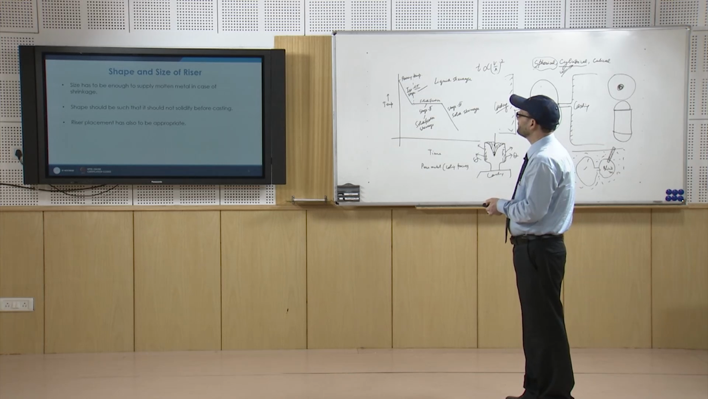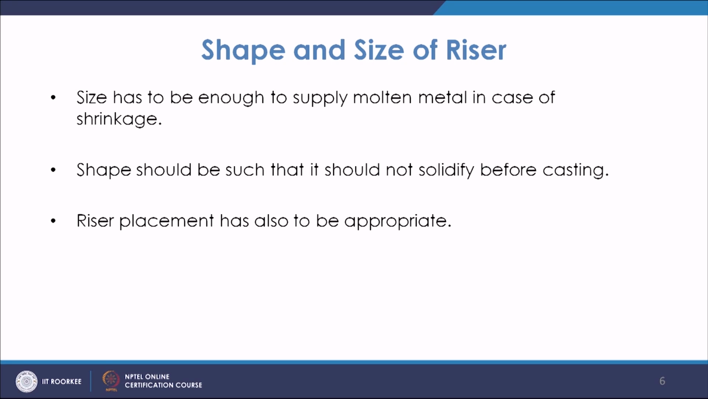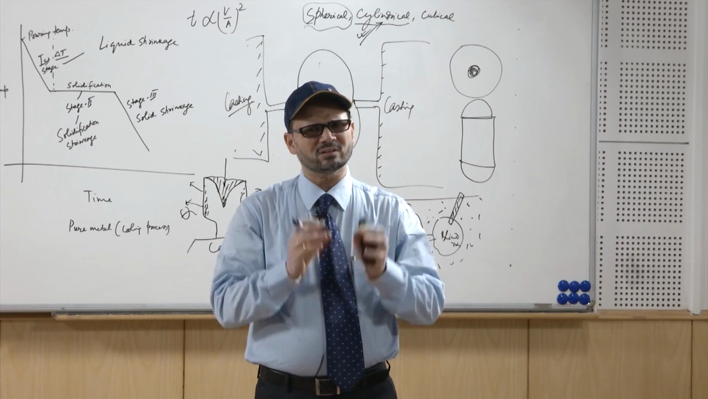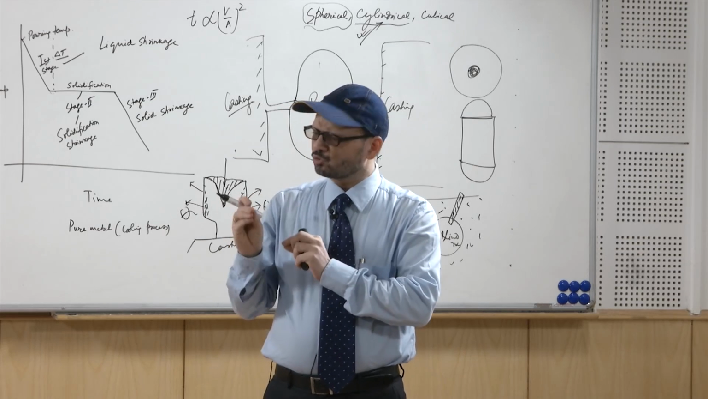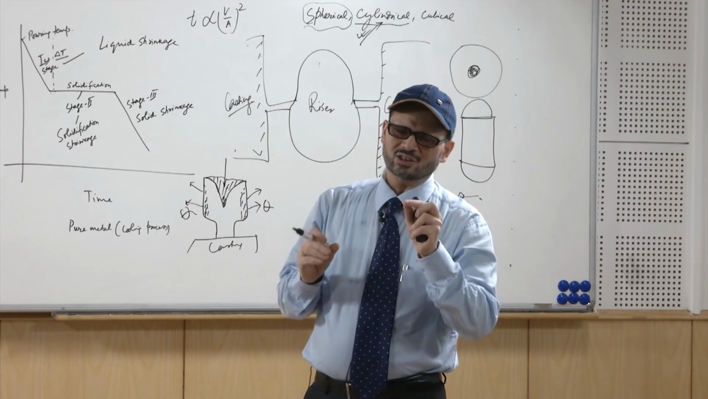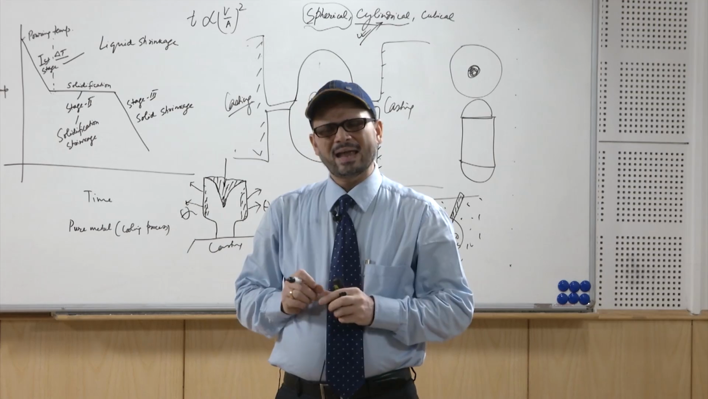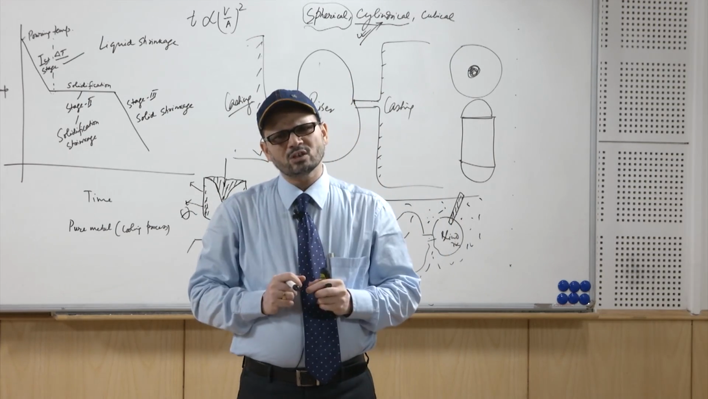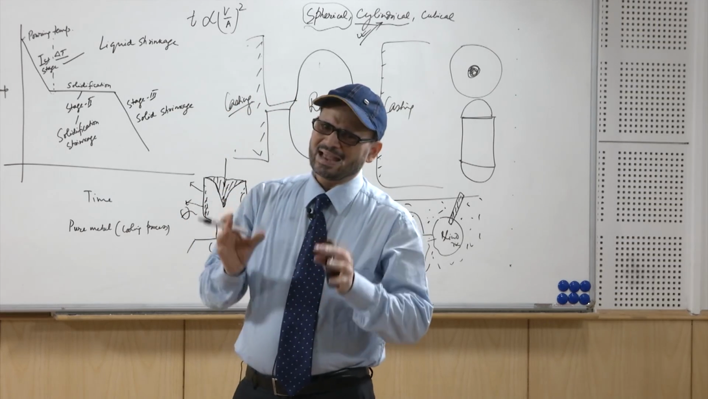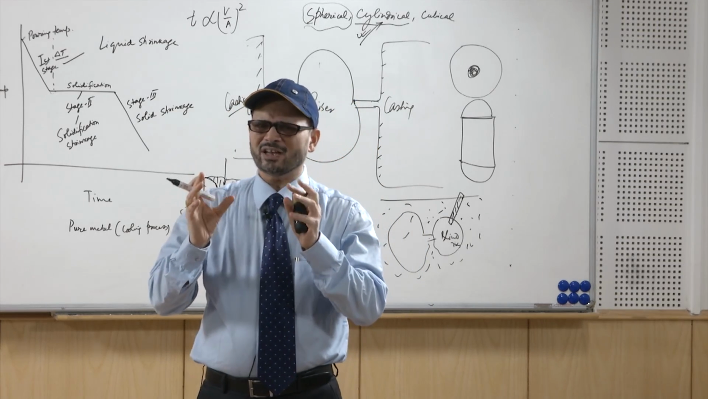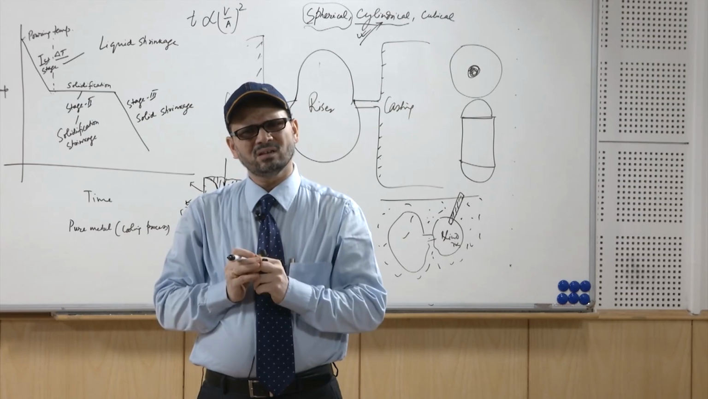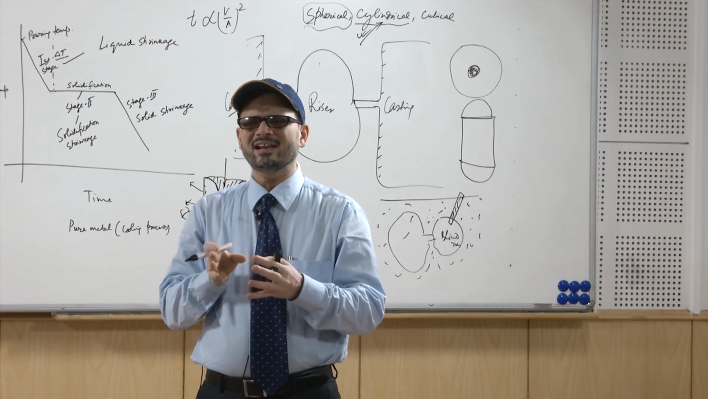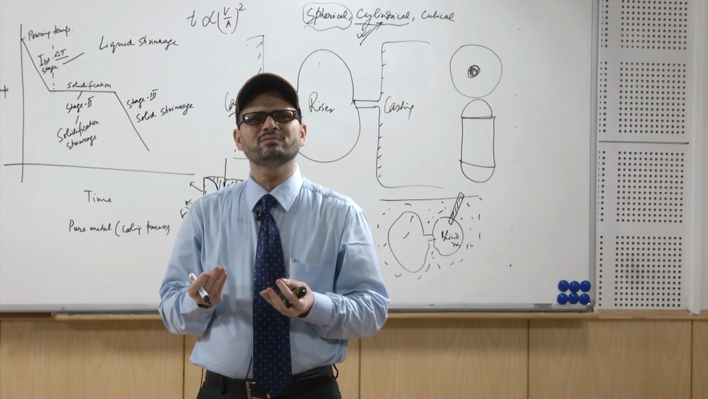Riser placement also needs to be seen, because the riser should be placed at such a position that it is able to feed the molten metal to those areas which are more prone to shrinkage, and normally the chunky part of the casting is more prone to shrinkage. So, normally a riser will be placed near the chunky part or thick part, because that will solidify late, and in the later part there may be a requirement of liquid metal.